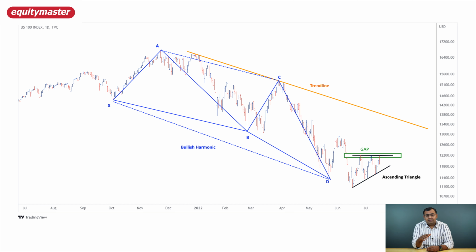Plus, if you look at the trend line over here, I believe once the ascending triangle and gap area are taken out, the Nasdaq might go higher to test the trend line, which is placed at around 13,350, 13,400 levels to the upside.